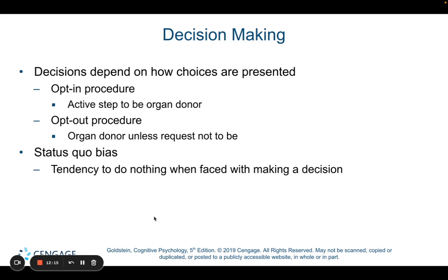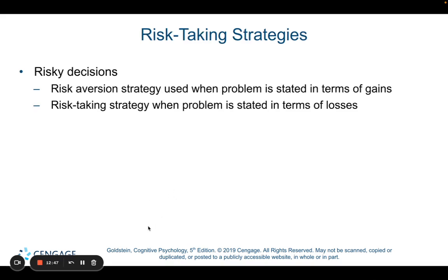So when we make decisions, it depends on how choices are presented. We can use the opt-in procedure, which is where we step up to do something, like I want to do this, such as be an organ donor, or we can use the opt-out procedure, which says, I don't want to be an organ donor unless I've requested it. And then we also have the status quo bias, which says that there's a tendency to do nothing when faced with making a decision. Like we're okay with the status quo and things being the way they are.